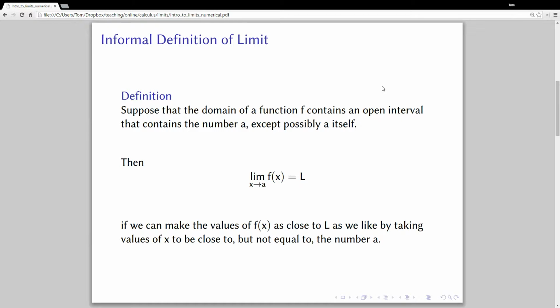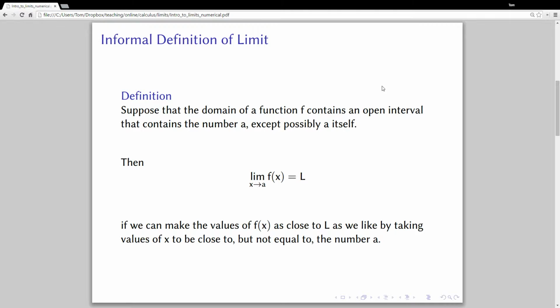So first off, the definition says, suppose that the domain of a function f contains an open interval that contains the number a, except possibly at a itself. So what this means is that where we've got a function and we want to take the limit at some number a, you kind of think of that a as being on the x-axis. Well, in order to do that, we need for that function to be defined around a, but not really at a itself. And we'll see later on that that's a pretty important idea.